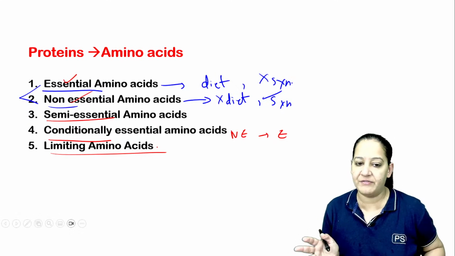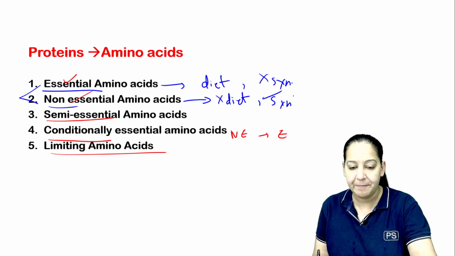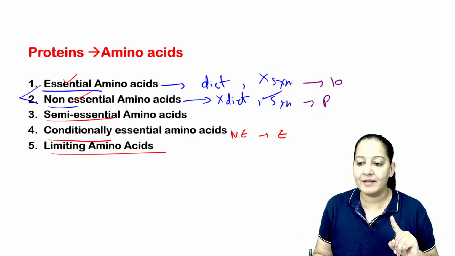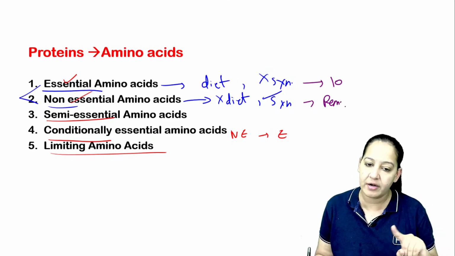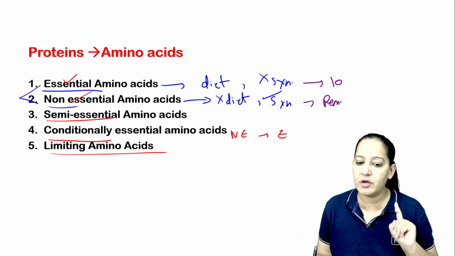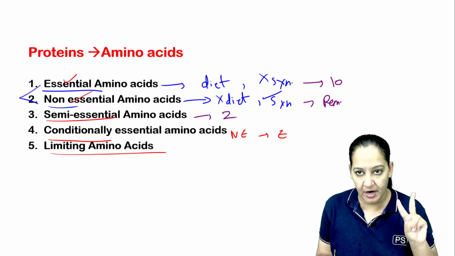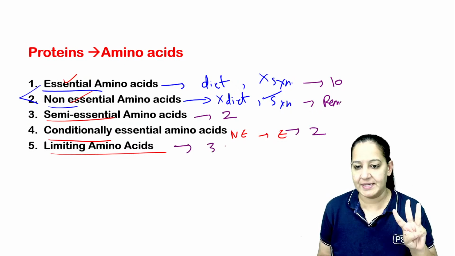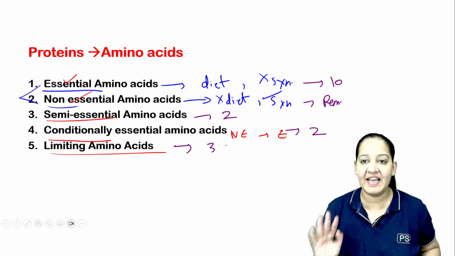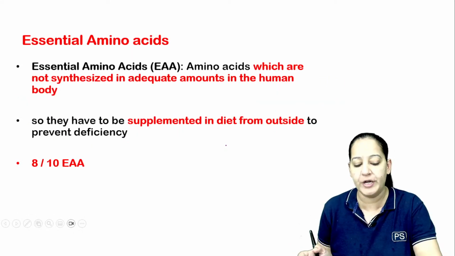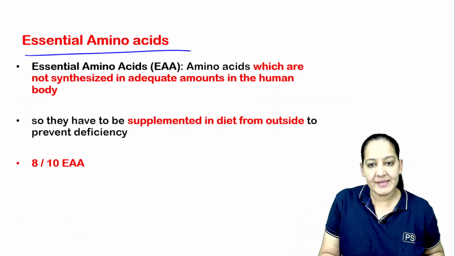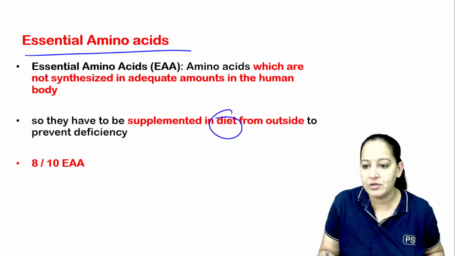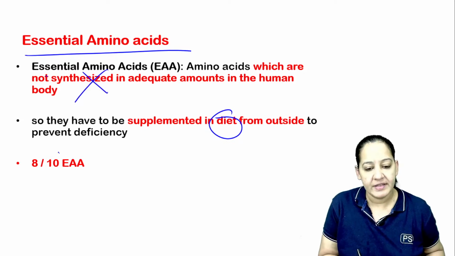Now you have to learn the examples of each category. In essential amino acids, there are 10 amino acids. Don't learn the list of the remaining ones; all of them are non-essential amino acids. Semi-essential are 2 in number. Conditionally essential are 2 in number. And in limiting, we have to learn 3 examples. So learn the examples in each category. The definition I already told you. Essential amino acids are required in the diet and not synthesized in the human body. They are 10 in number.